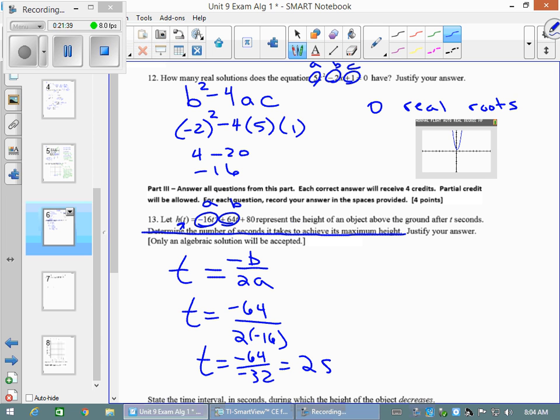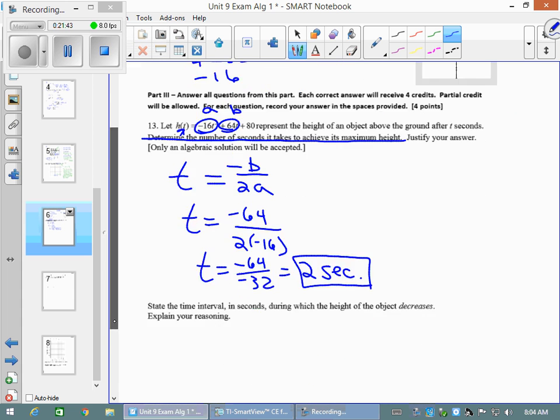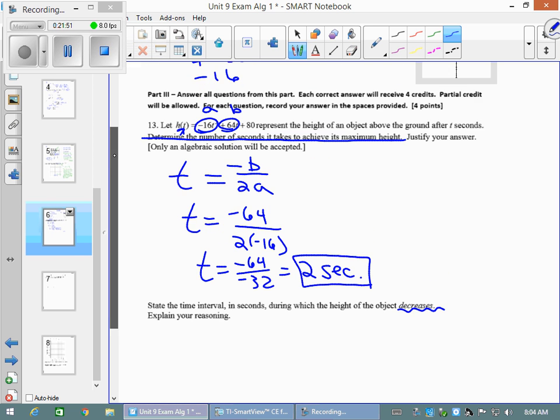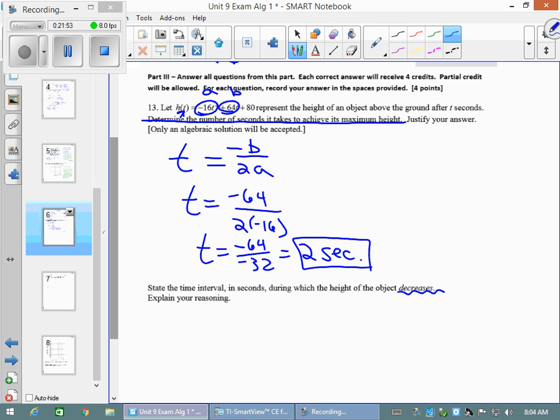Now we get to state the time interval when the height decreases. Okay, so we know this parabola, when we look at it, is reflected over the x-axis. We know that because of this negative right here. So we know our parabola opens down. We also know our axis of symmetry is x equals 2. So we know now that right here, this has a time of 2.